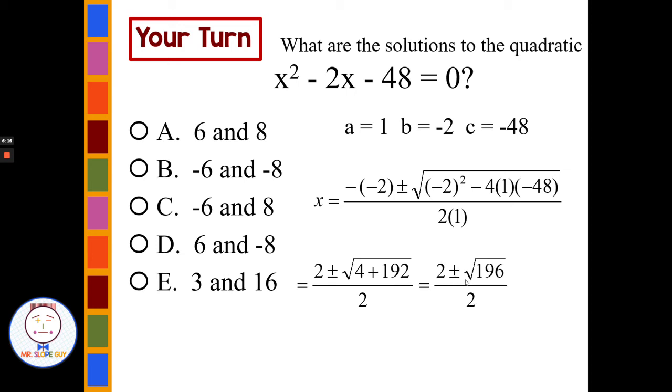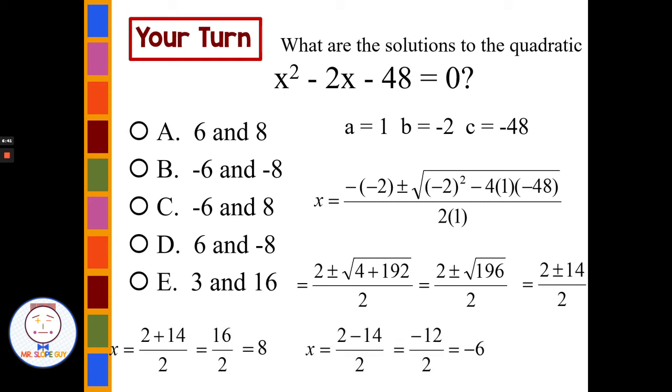Plus 4 is 196. And 196 is a perfect square. The square root of 196 is 14. So my two solutions are going to come from 2 plus 14 divided by 2 and 2 minus 14 divided by 2. 2 plus 14 is 16, divided by 2 is 8, and 2 minus 14 is negative 12, divided by 2 is negative 6.